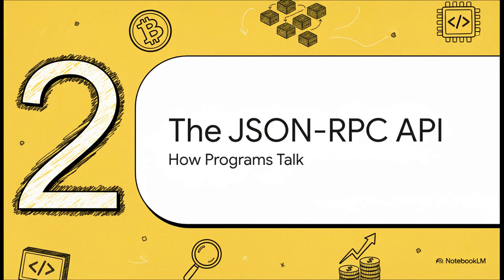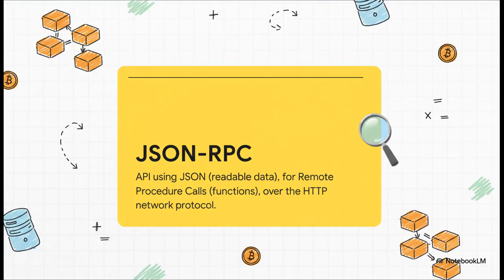So what is this magical bridge that lets our programs talk to Bitcoin Core? It's a specific kind of API called the JSON RPC API. Now I know that sounds like a big mouthful of technical jargon, but trust me, it is way simpler than it sounds once we break it down. Let's just look at the name itself. JSON, that's just a simple, human-readable text format for data. You've probably seen it before.